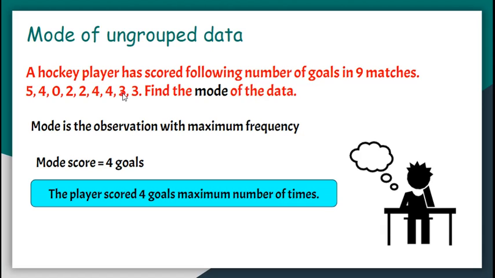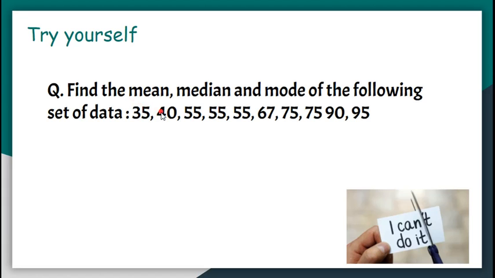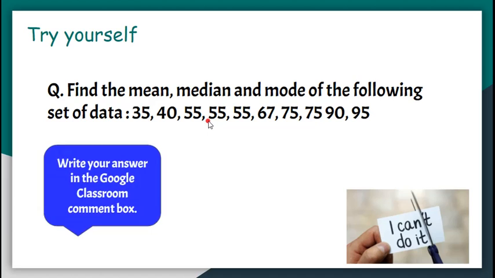So this was all about the mean, median and mode. Let's move ahead and do one question on our own. So this is the question. A data has been given to you. You have to find the mean, median and mode using the same method that we did right now. You're going to solve this in your notebook. However, you will put your answer in the comment box, in this Google Classroom box. So where this video is uploaded, go to the comment box there and put your answer. I will be seeing your answer to understand if you have done the work or not.